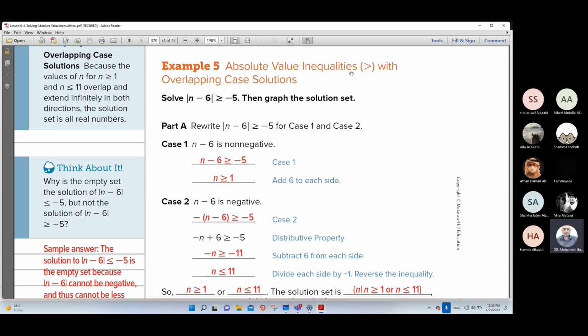Absolute value inequalities using greater than with overlapping case solution. Solve the absolute value of n minus 6 greater than or equal to minus 5. Then graph the solution set.